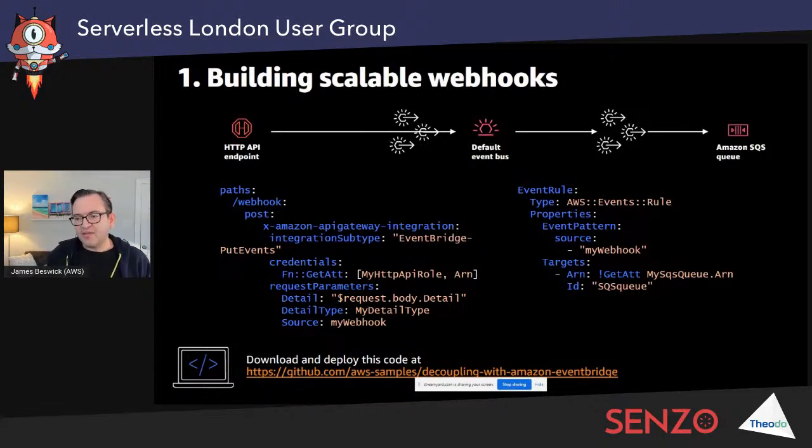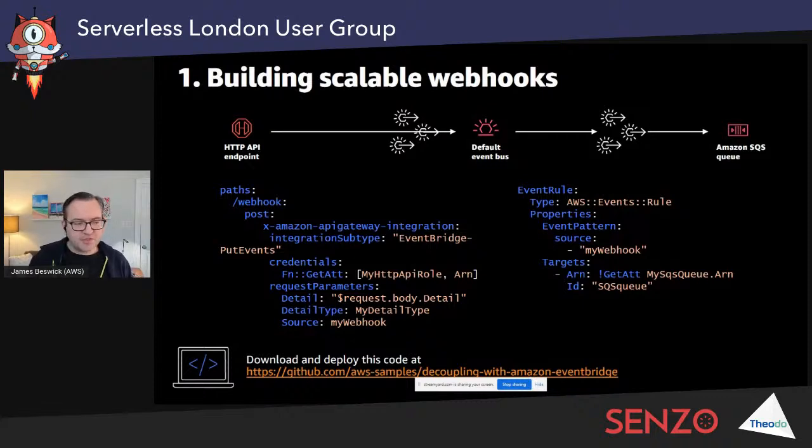On the right-hand side, you then look at the rule, and the rules in EventBridge are really critical because they evaluate all of the traffic going through the bus and decide where that traffic's going to go. In this case, this rule defines that any traffic with a source of my webhook will be routed to this target of an SQS queue that's defined in the template.